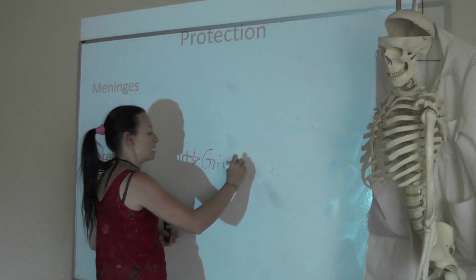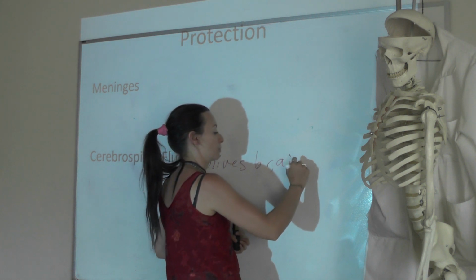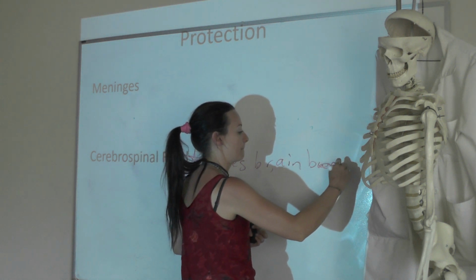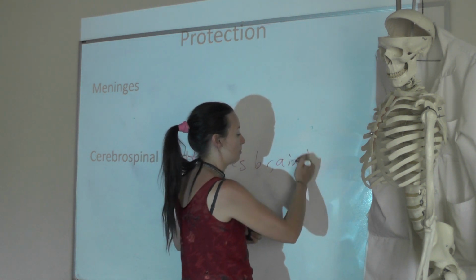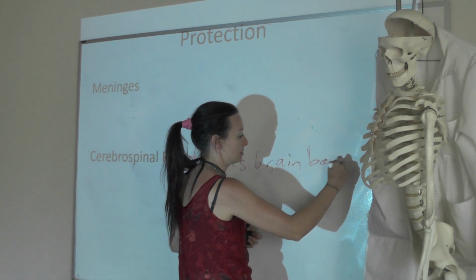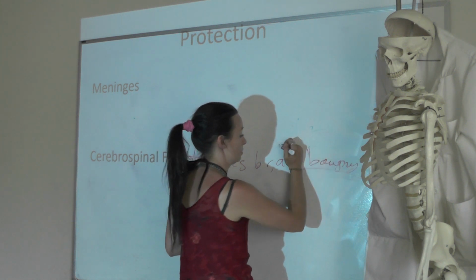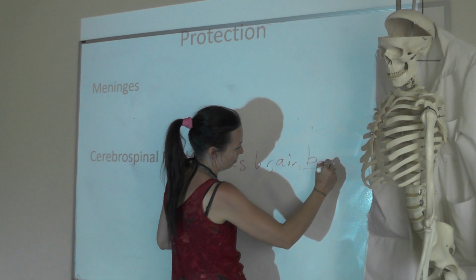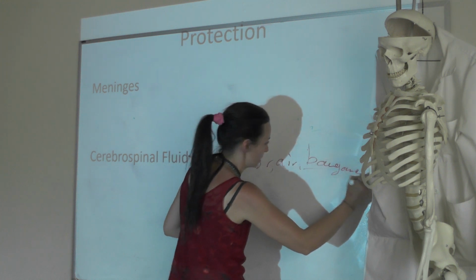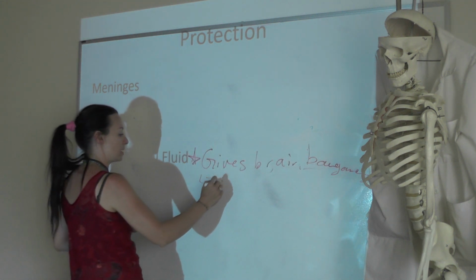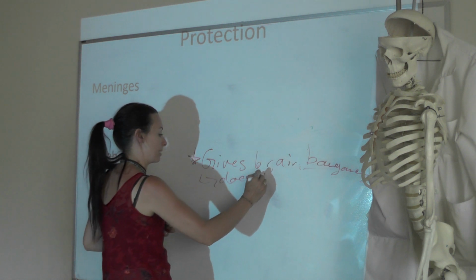So that's a hugely important function of cerebrospinal fluid, that it's going to give the brain buoyancy so that it floats. Wow, buoyancy. I don't know. Third try's the charm. Buoyancy. So it doesn't sink through the foramen magnum.